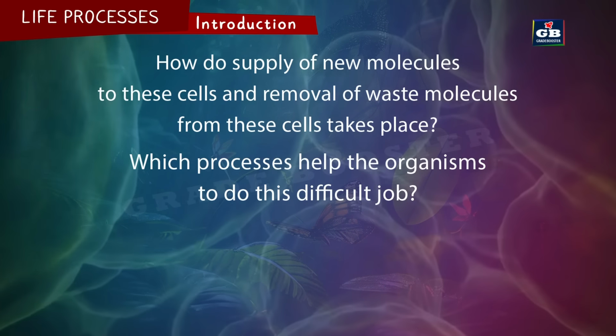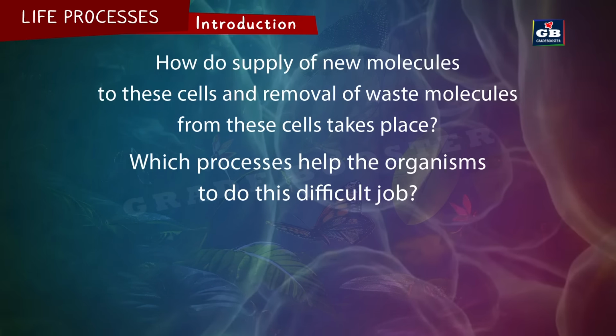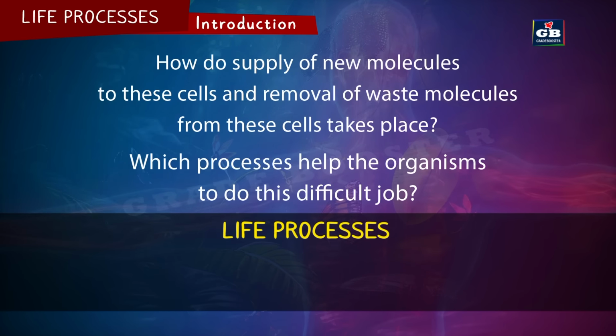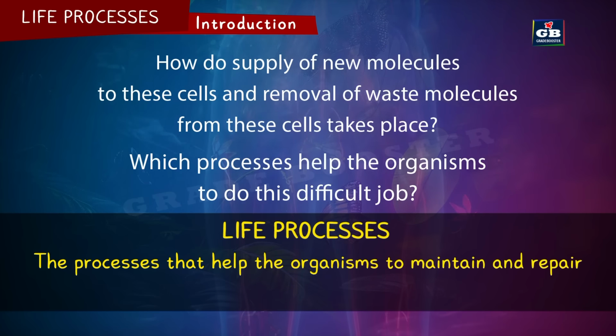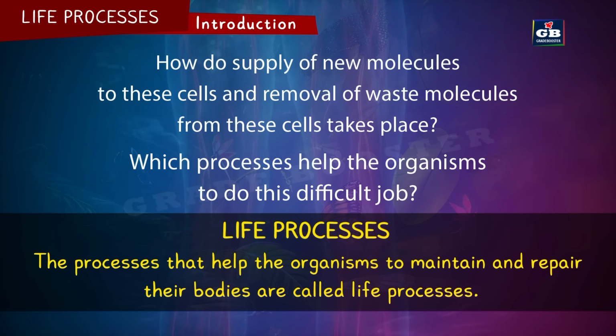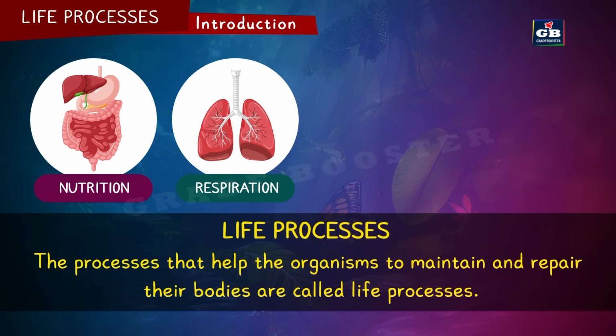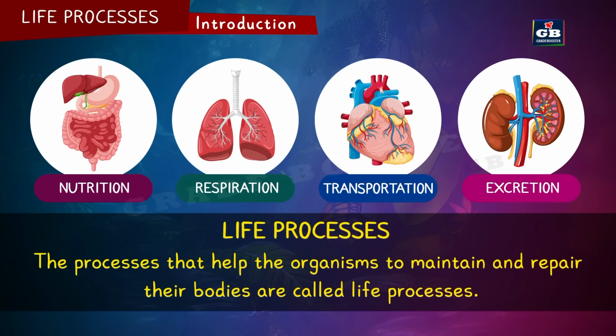Which processes help the organisms to do this difficult job? Life processes are a set of processes that help the organisms to do this job. The processes that help the organisms to maintain and repair their bodies are called life processes. Nutrition, respiration, transportation, and excretion are the four important life processes that help the organisms in their survival.